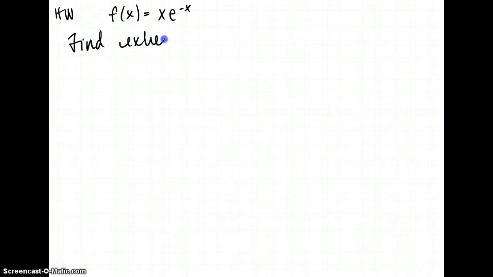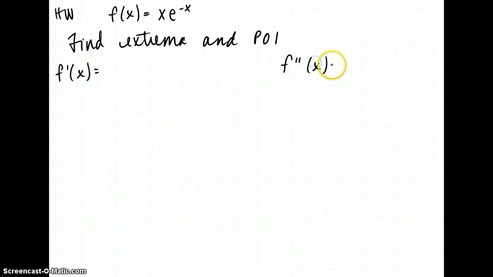Alright, so for homework, f of x equals x e to the negative x. Attempt to find any extrema and points of inflection. If you can't actually find extrema and points of inflection, at least come to class with the first and the second derivatives completed.